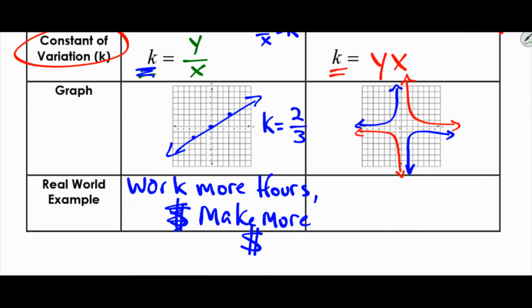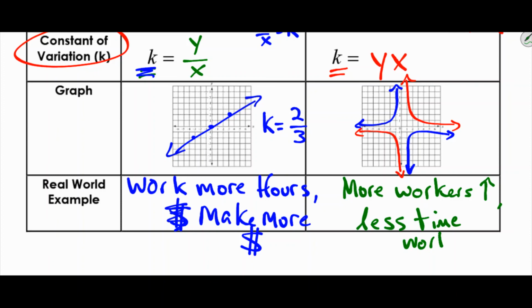A simple example of this one is that the more workers we have, as that number goes up, the number of workers goes up, we have less work to do. Let's say less time working. As the number of workers goes up, the time working goes down, because you get to split the job up among a bunch of different people. These are just general ways to think about inverse and direct variation. Now we're actually going to find those equations.